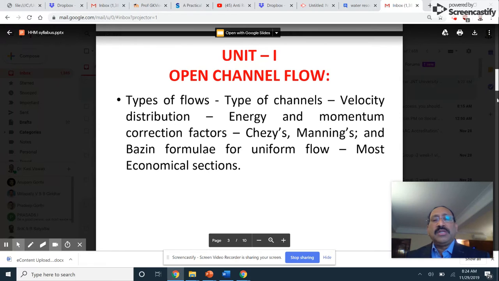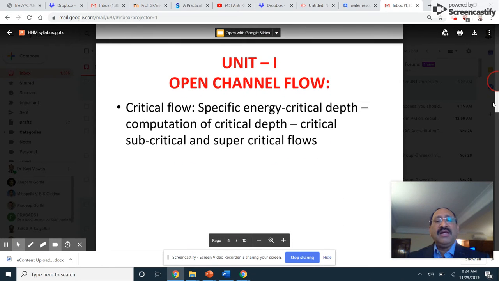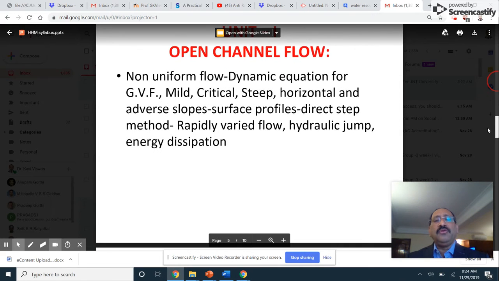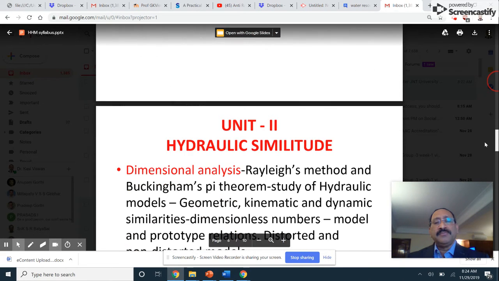So the entire topic of hydraulics and hydraulic machinery has been divided into 5 units. The first unit will be basically dealing with open channel flows, types of flows, then what are the various correction factors for it, followed by critical flow, uniform flow, and non-uniform flow.